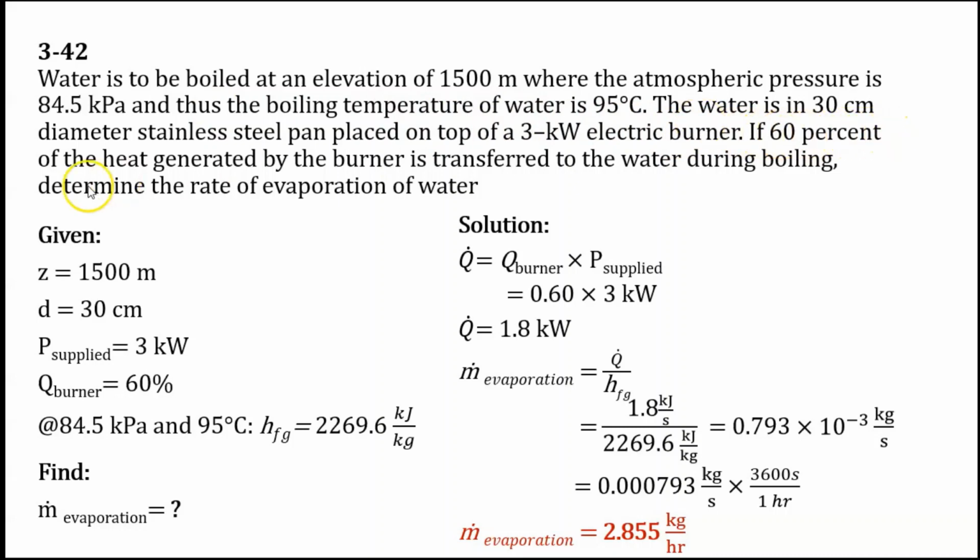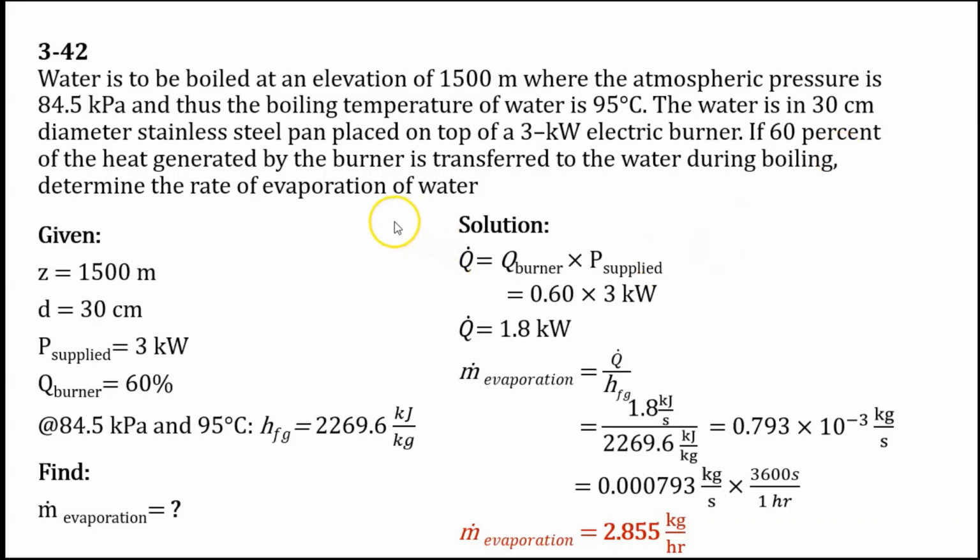The water is in a 30 cm diameter stainless steel pan placed on top of a 3 kilowatt electric burner. If 60% of the heat generated by the burner is transferred to the water during boiling, determine the rate of evaporation of the water. So based on our problem, the water is boiled at 1,500 meters at a pressure of 84.5 kilopascals, placed on top of a 3 kilowatt electric burner that transfers 60% of the heat generated to the water. So the rate of evaporation of water is to be determined.